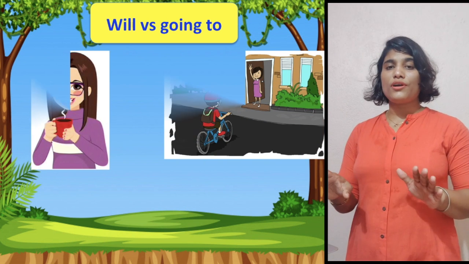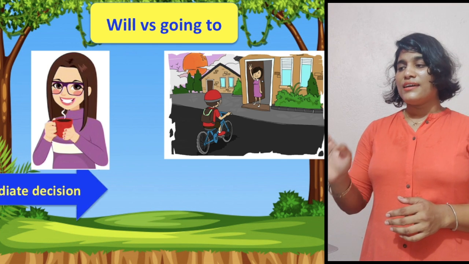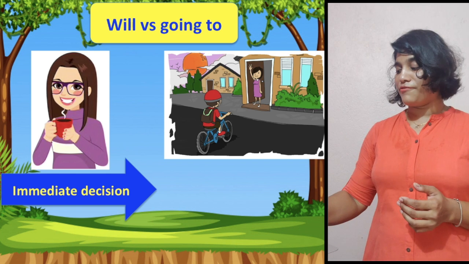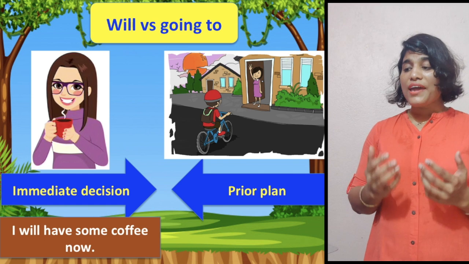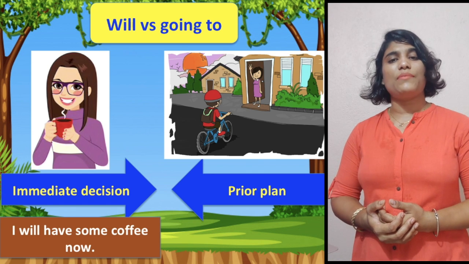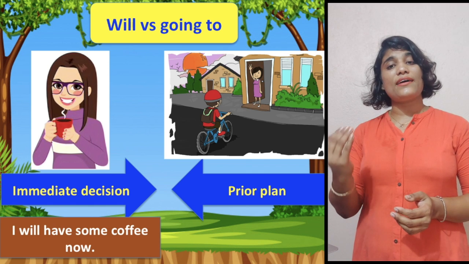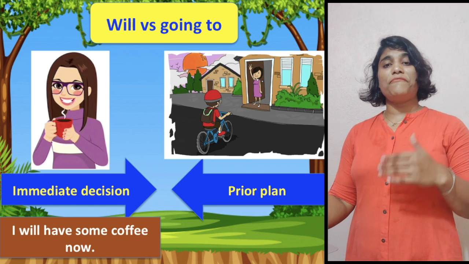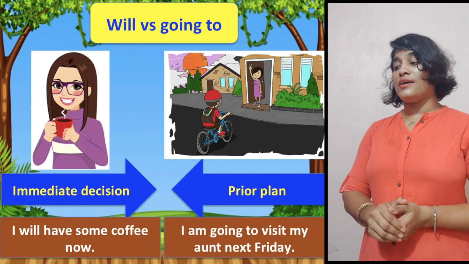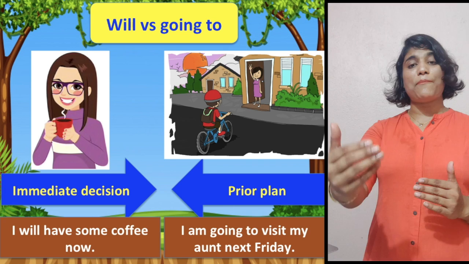Here are more examples so that you can understand the difference more clearly. Will is always used to show an immediate decision. For example, I will have some coffee now. It is my immediate decision. When you are making an immediate decision, you have to use will. But when it is your prior plan, something you have planned for the future, it must be going to. I am going to visit my aunt next Friday. It is your plan about your upcoming event.